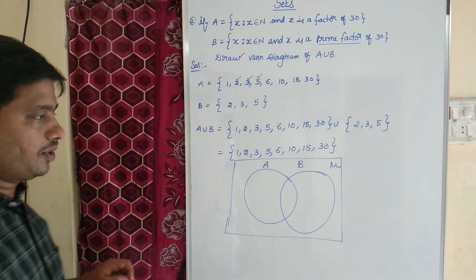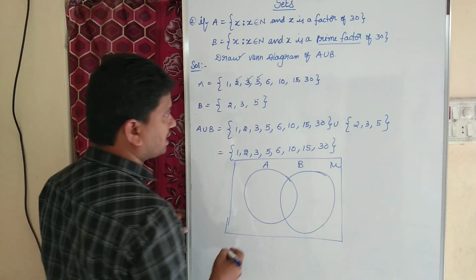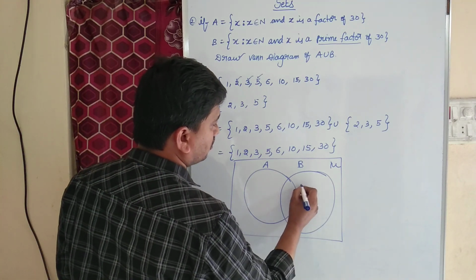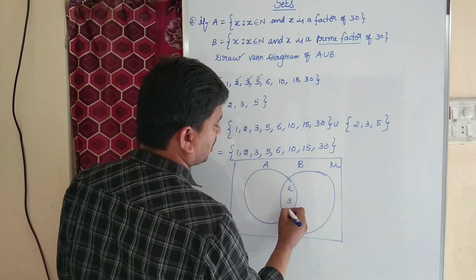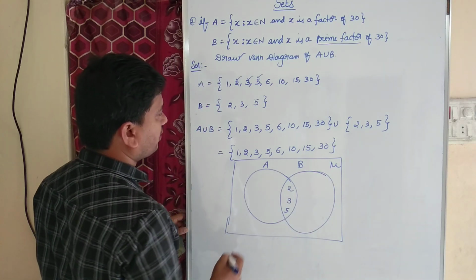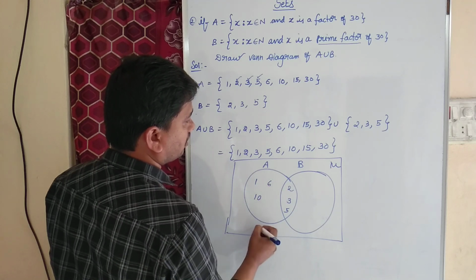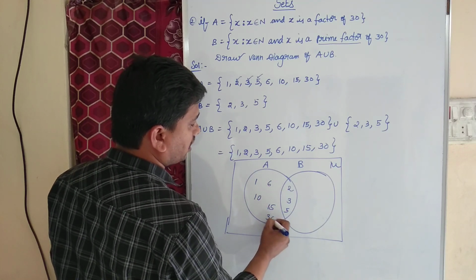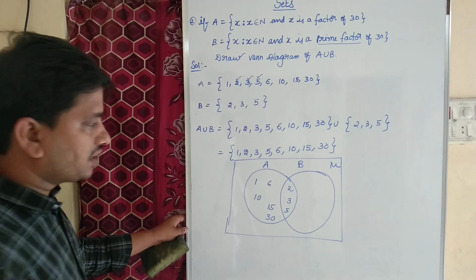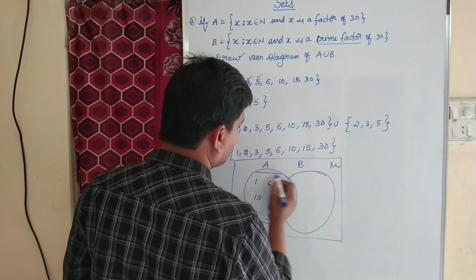This is our universal set mu. In set B we have 2, 3, 5. In set A we have 1, 6, 10, 15, 30. What do you mean by union, children? Union means all.